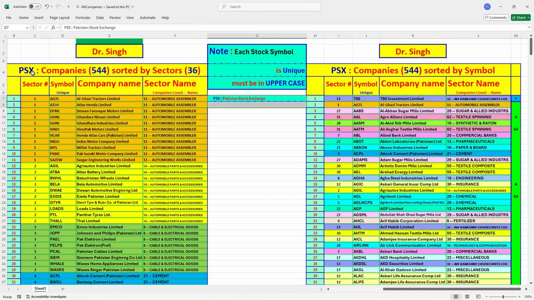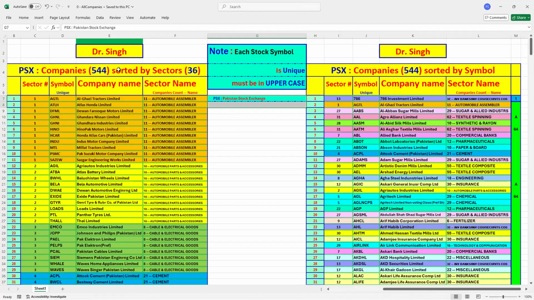So on the left side now, if you look here, PSX, which means Pakistan Stock Exchange, there are 544 companies, and PSX is one of them. And the job of the PSX is like a policeman, which basically makes sure that everything is running correctly. It doesn't go into minor details of each company. So it simply monitors just the general things, and that's the end of it.